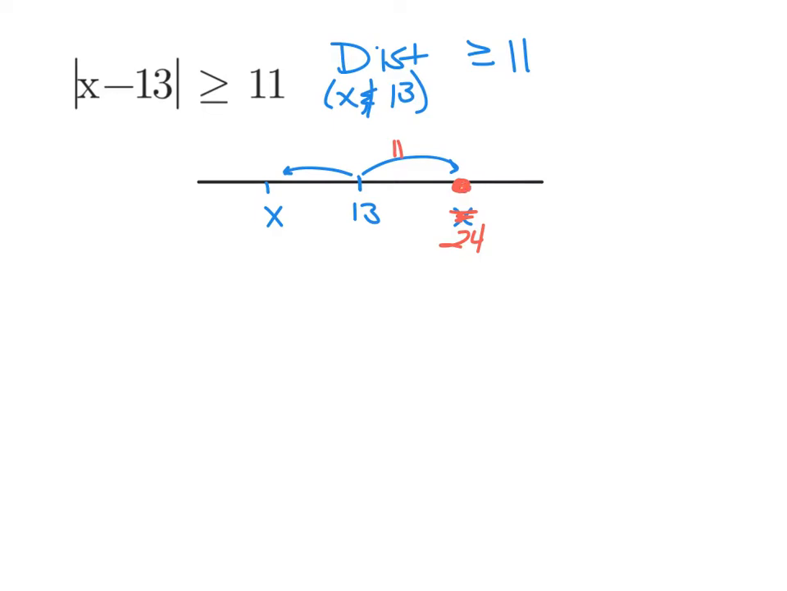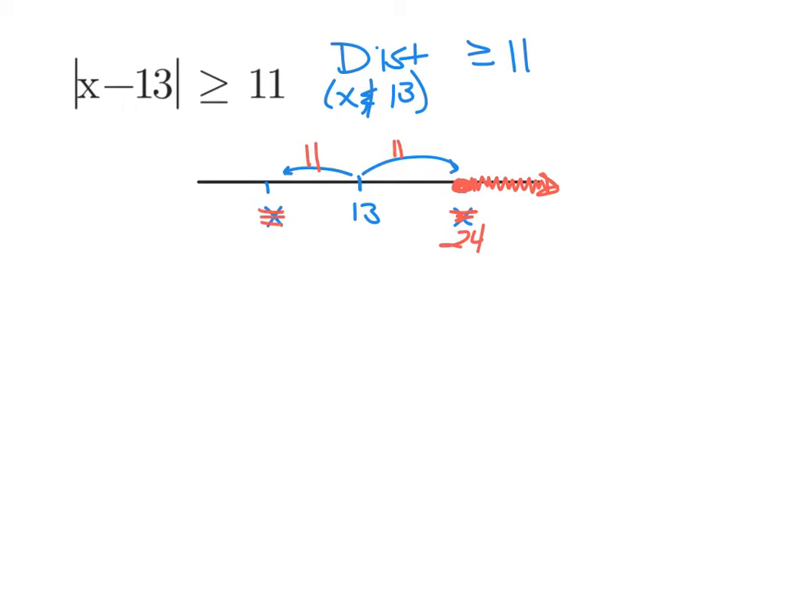I want all those numbers that could have a distance that's even further away. So I'm talking about all of these numbers that are out here, a million, 200 billion, it doesn't matter. But all those numbers that are to the right of 24, on the other side, that distance has to be greater than or equal to 11. So we go 11 units away.